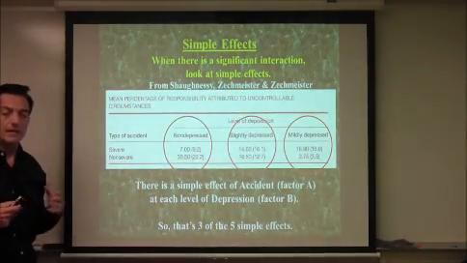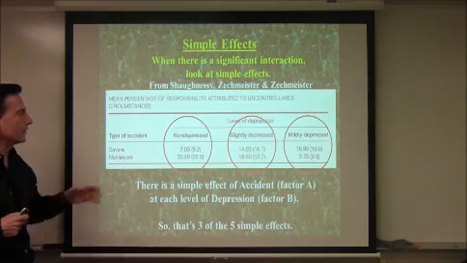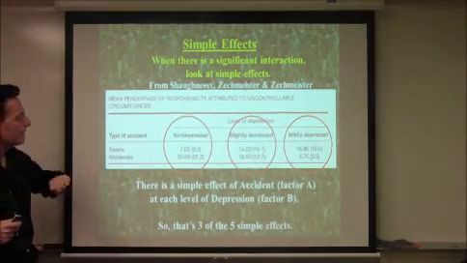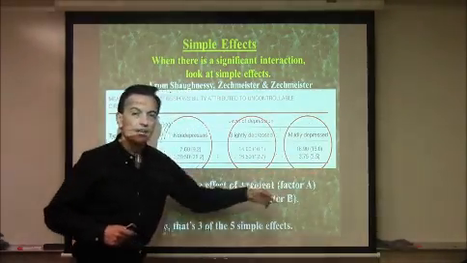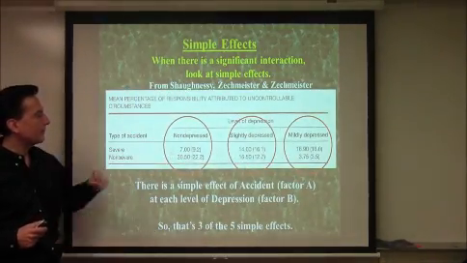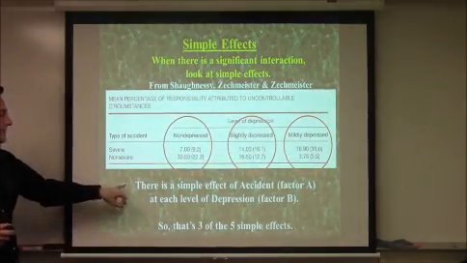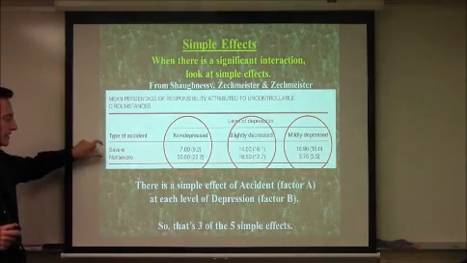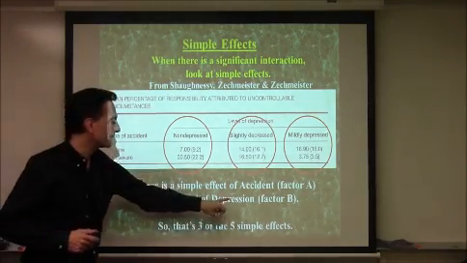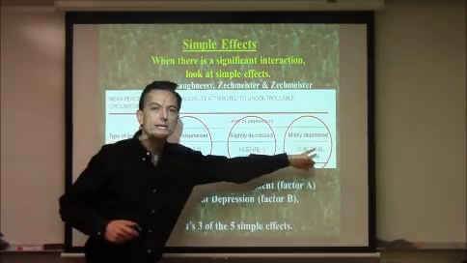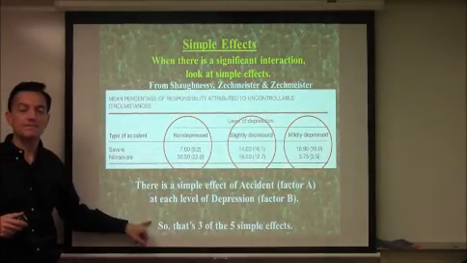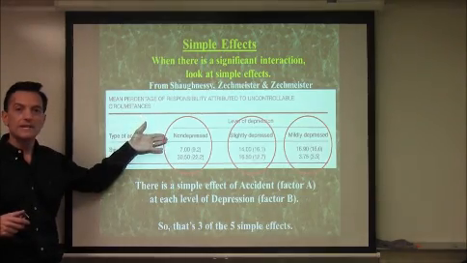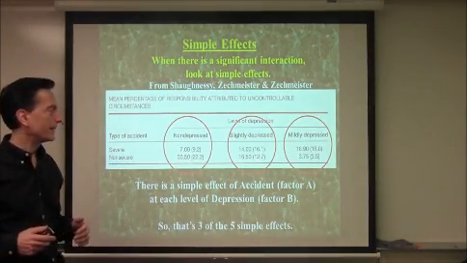So let's see if we can look at 3 of the 5 simple effects that we're going to have in this table. And what we're going to do is simply circle the pairwise combinations across the different levels of our depression variable. So there is a simple effect of accident, that's severe versus non-severe, at each level of depression. So we have 1, 2, 3 of those different levels. Okay, and that gives us 3 of the 5 simple effects that we might have in this design.